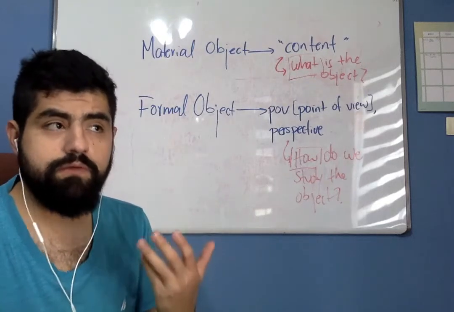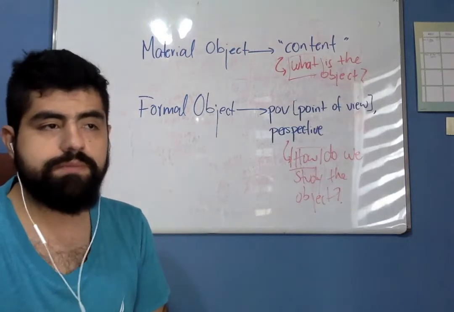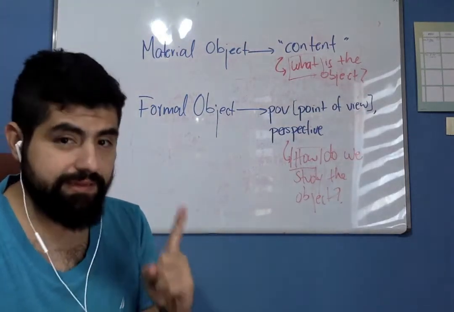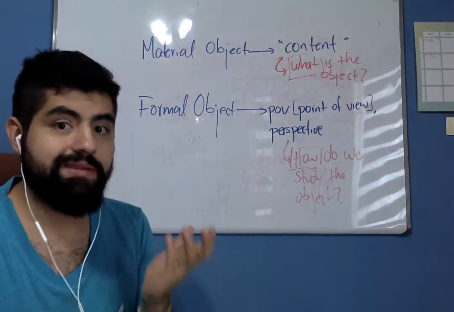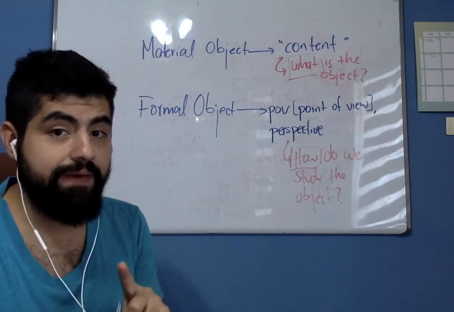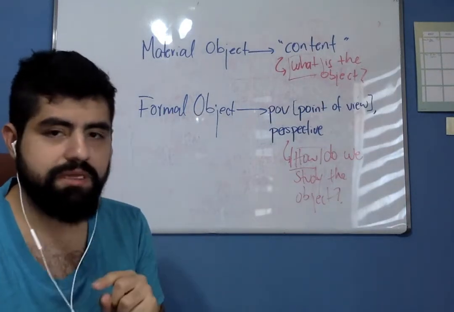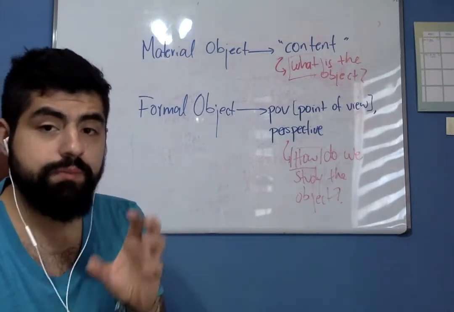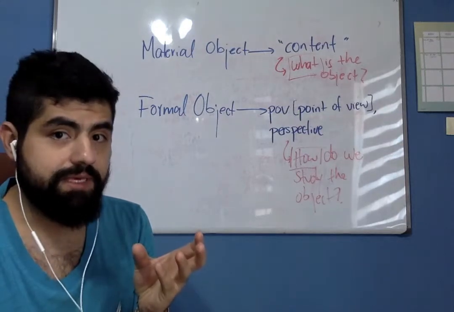Now, for example, if we talk about a specific science, let's talk about physics and chemistry, okay? We can say that some sciences share the same material object but have a different formal object. For example, physics and chemistry. Physics and chemistry, both of them study matter, okay?